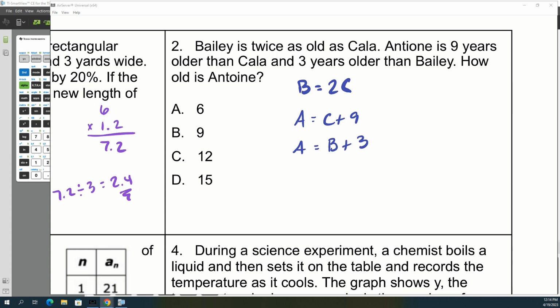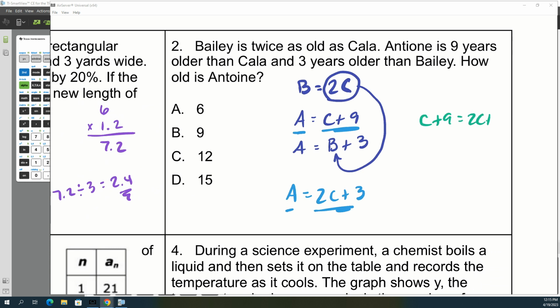Okay, so this is a system of equations that's kind of different. What I did is I took what Bailey is, 2C, and I put it in there. And sometimes when I do these problems, I get all algebra-like, and sometimes there might be an easier way to do it. But since B is 2C, I just took that and I put it there. And then both of these, this and this, equal Antoine. So what I did next is I set those equal to each other. And then I solved that for C.